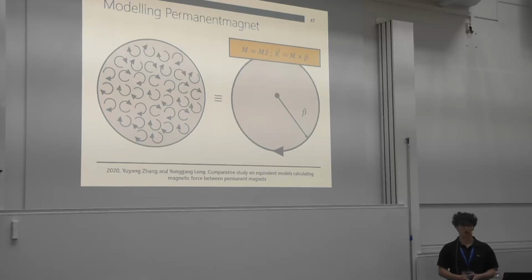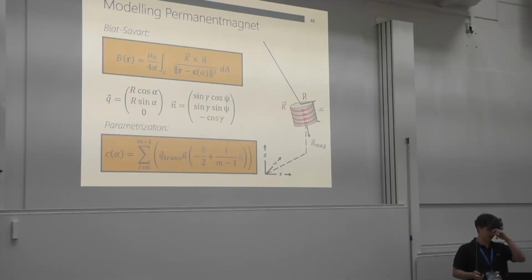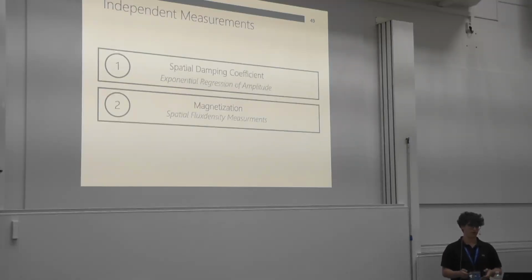For the modeling of the permanent magnet, we assume that all the invisible spins in this permanent magnet sum up to one large spin, and the magnetization is in the normal direction of the plane. And then using this given parameterization for our permanent magnet, we can also apply the Biot-Savart law in order to calculate the B flux field of our permanent magnet. Now further moving on to some independent measurements needed in order to fulfill this theory.